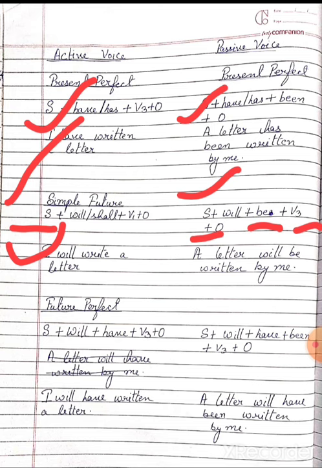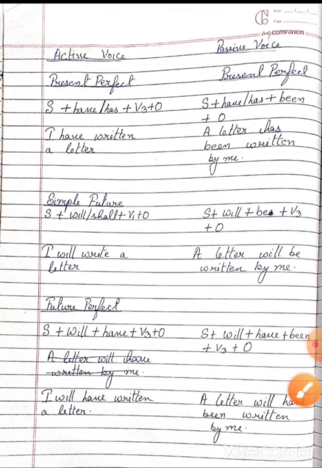So the object, a letter, will become the subject. A letter, then will, then we have to add be, and then the V3 form of write, which is written. So, a letter will be written by me. I will write a letter becomes a letter will be written by me. Understood? Now we are moving on to future perfect tense.